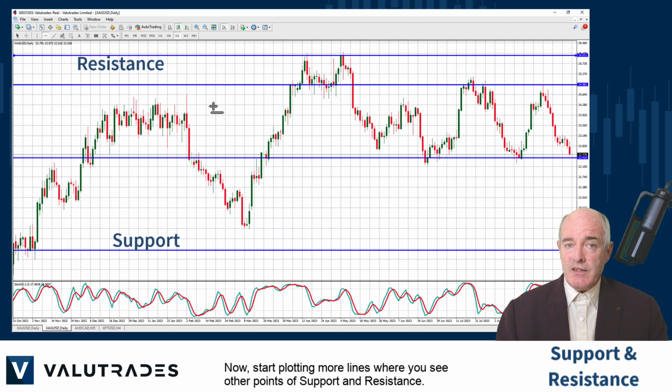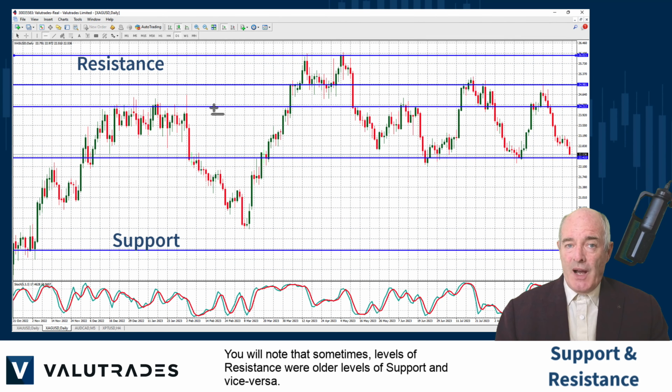The upper line is what we call resistance and is the highest point at which the market is willing to buy an instrument. The lower line is what we call support, the lowest point at which the market is willing to sell an instrument. Now, start plotting more lines where you see other points of support and resistance.